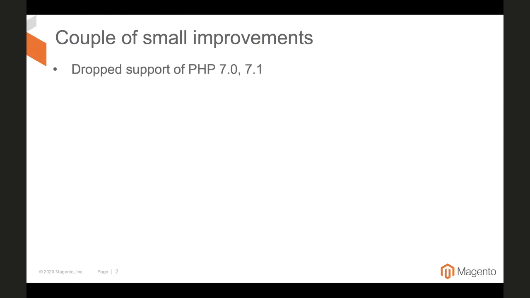So we've dropped support for PHP 7.0 and 7.1. And in our next release candidate, we intend to drop support for 7.2 and we'll add PHP 7.4. So it's to be in line with Magento 2.4 stack.